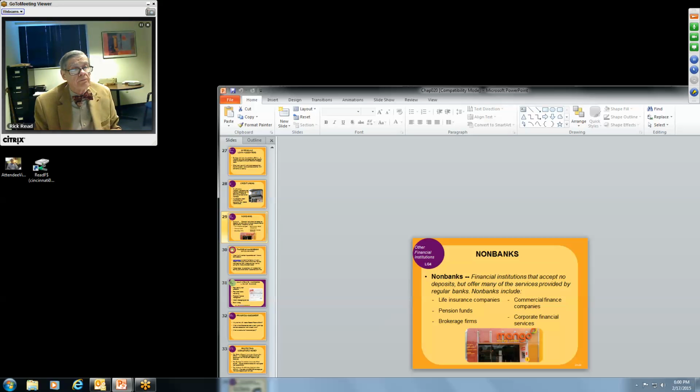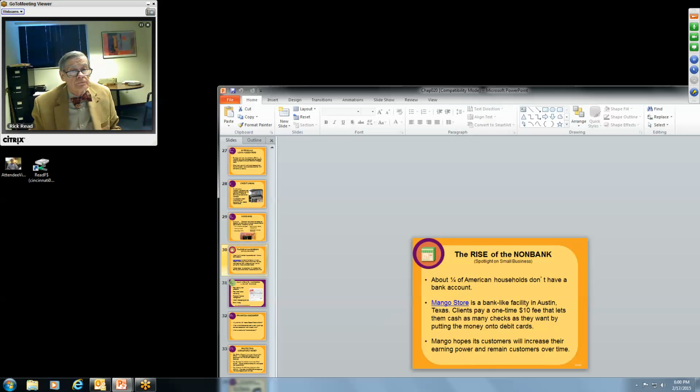Again, we find more non-banks. It mentions one here. I don't know much about the Mango Store, but it does let people do some things. Perhaps people with low credit ratings or who can't access banks for some reason would want to go through with this type of thing. But it is a way to get people in and perhaps help them do things that they need to do.